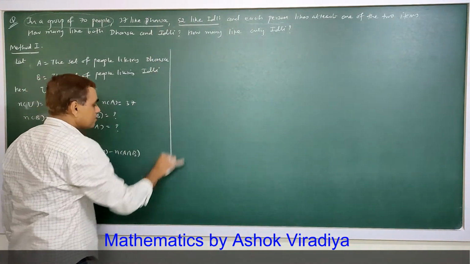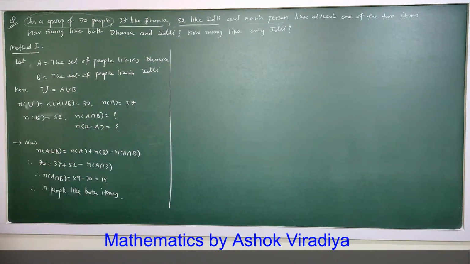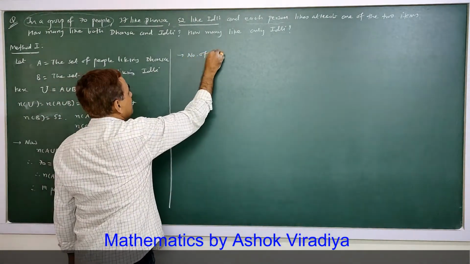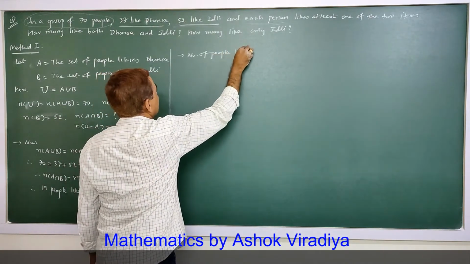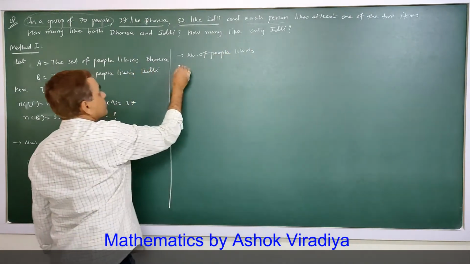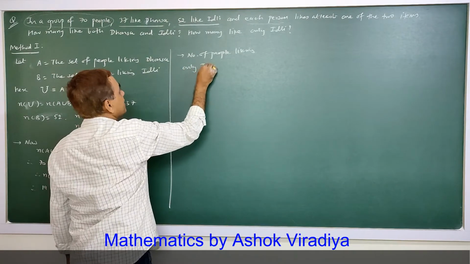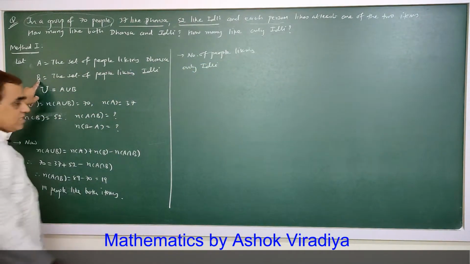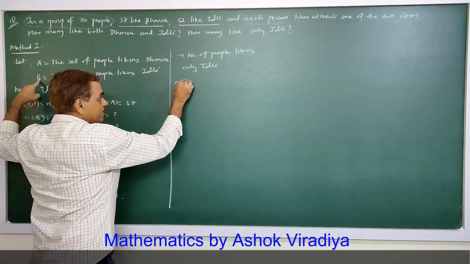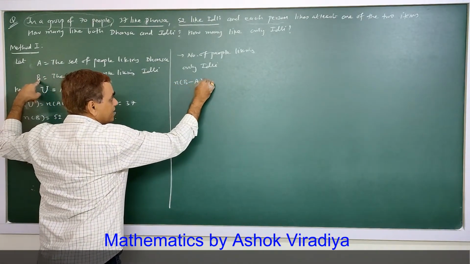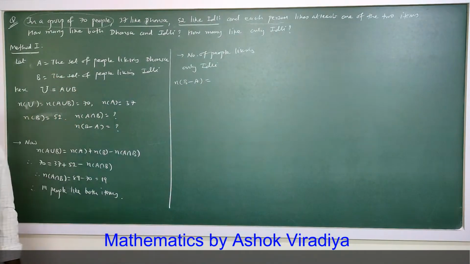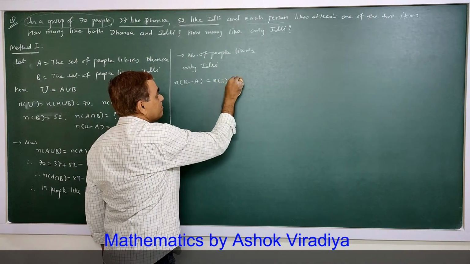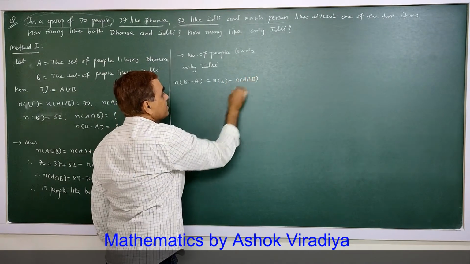Then we want B minus A. So the number of people liking only idli, that means only B, and the number of elements in only B, that is B minus A, and the number of elements in B minus A is n of B minus n of A intersection B.